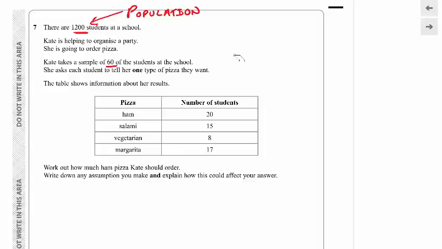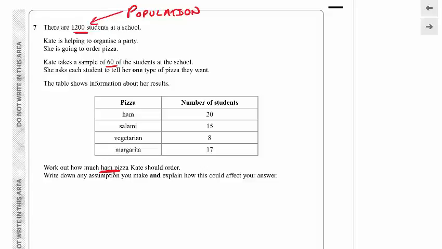She asks each student to tell her one type of pizza they want. The table shows information about her results. So 20 students wanted ham, 15 wanted salami, 8 wanted vegetarian, and 17 wanted margarita. So that's the sample of 60 which Kate ordered. Work out how much ham pizza Kate should order. Write down any assumption you make and explain how this could affect your answer.